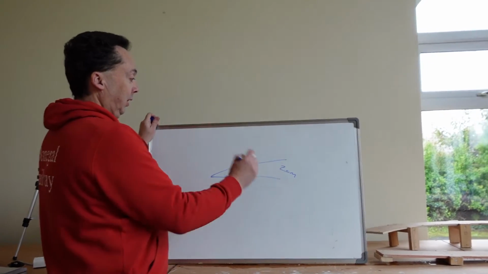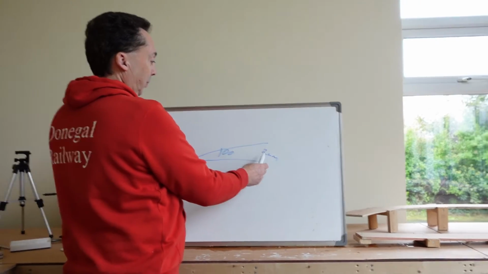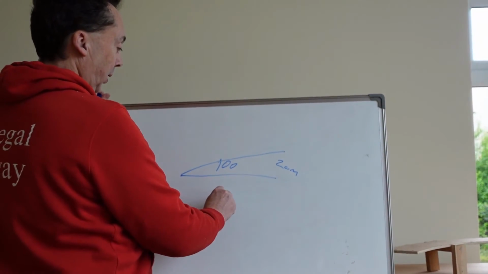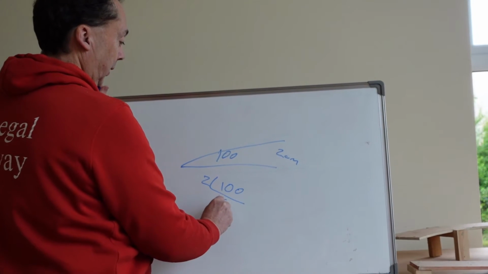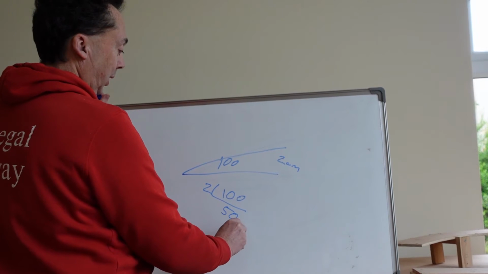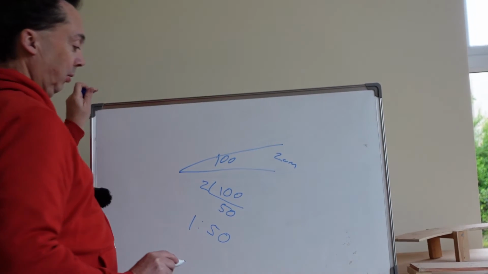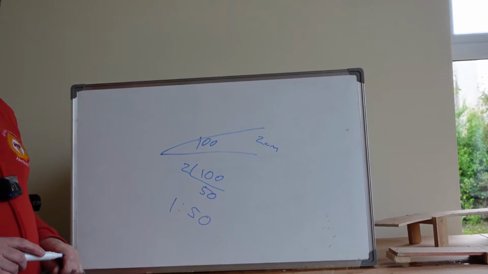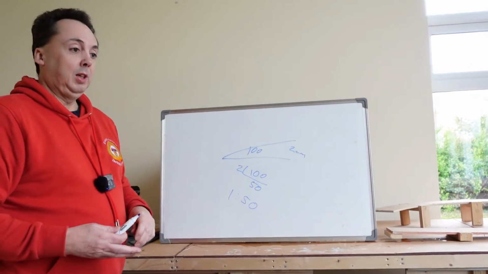Okay, so this will be our ratio. So all you're going to do is divide that number into the bigger number. So 100 divided by 2 gives you 50. So that means you would have a 1 to 50 ratio, which for double O gauge should be perfectly fine. So now you just need to expand that to the size of your layout.